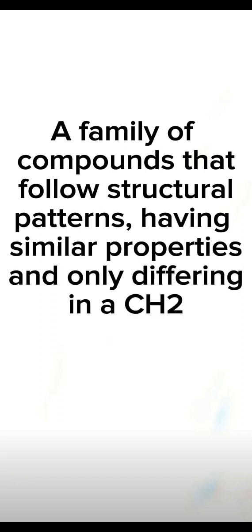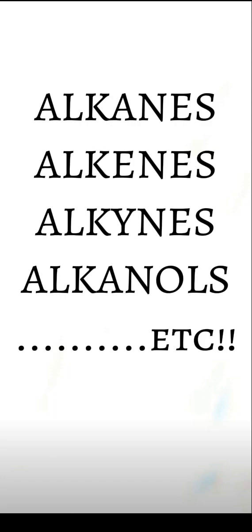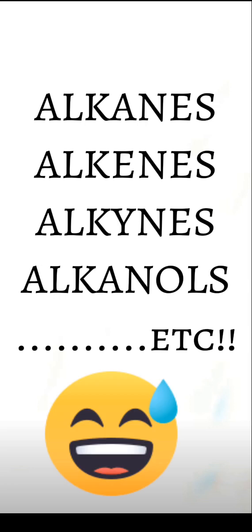What does it mean when you say homologous series? This refers to a family of organic compounds that follow structural patterns, having similar properties and only differing in a CH2. What I'm trying to say is that the difference between one member and its consecutive member is just a CH2. Meaning if I remove a CH2 from one member, I'll get the previous member. Examples: alkanes, alkenes, alkynes, alkanols. When they say alkanol, they mean alcohol. I don't know who coined that word, but turns out they mean the same thing.